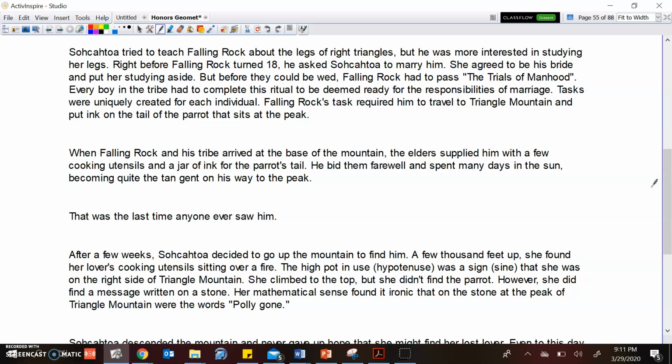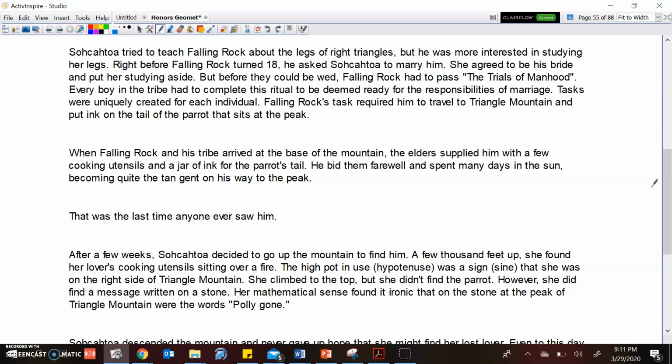Every boy in the tribe had to complete this ritual to be deemed ready for the responsibilities of marriage. Tasks were uniquely created for each individual. Falling Rock's task required him to travel to Triangle Mountain and put ink on the tail of the parrot that sits at the peak. When Falling Rock and his tribe arrived at the base of the mountain, the elders supplied him with a few cooking utensils and a jar of ink for the parrot's tail.